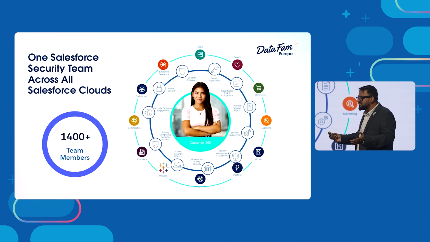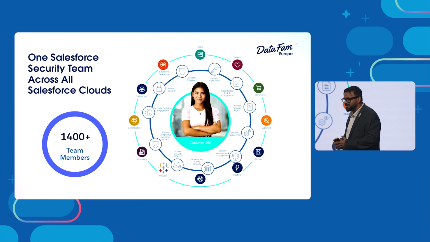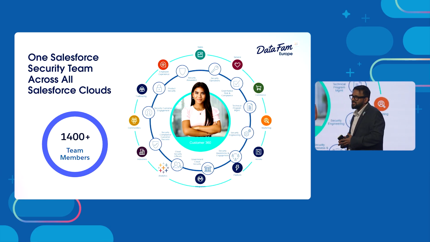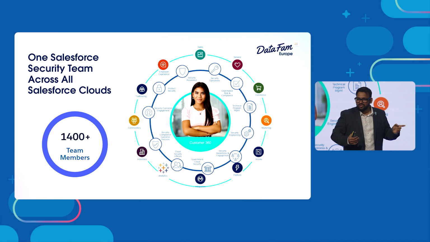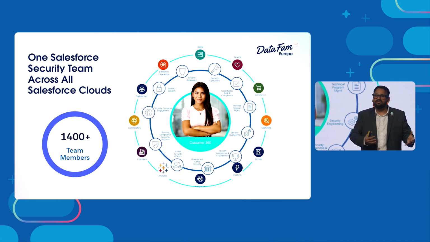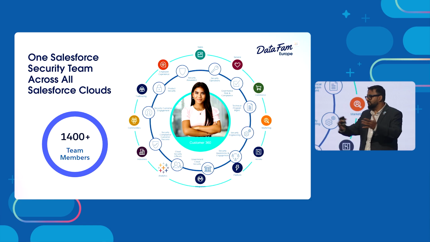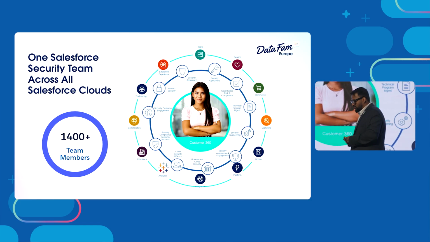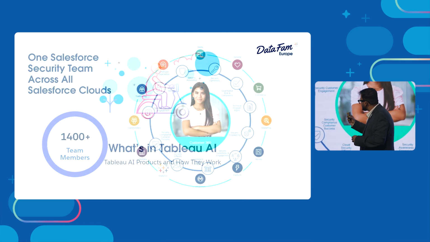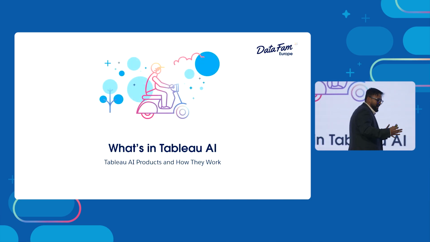And how we do it in Salesforce? My team, we're about 1,500 people, 1,400, keeps changing. But one big thing to understand, Salesforce, although we have several products, our security team is one. So we take stuff that we learn from every single product and we use it across every other product for the benefit of every one of our customers. And this is how we do it at Salesforce. This is how we do it at Tableau. So with that said, let's quickly pivot and talk about AI in Tableau.